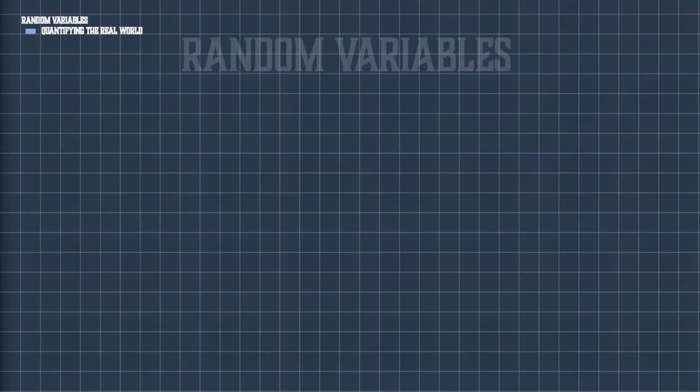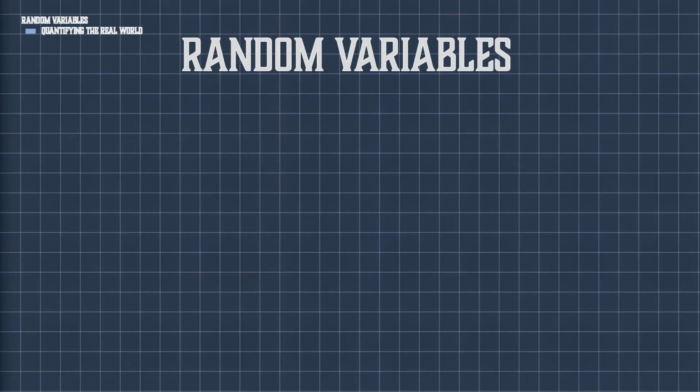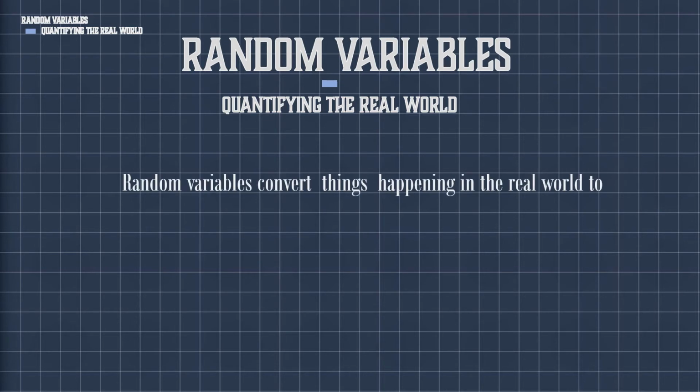The topic of this explainer video is random variables. An often overlooked component of introductory statistics, random variables are crucial for bridging things that happen in the real world into the world of mathematics. We will start with an informal definition of random variables. Random variables take things happening in the real world and convert them into numbers. They are the conversion tool needed to take our observations of the world and quantify them according to a set of rules that allows them to be used by mathematical tools we have already developed.